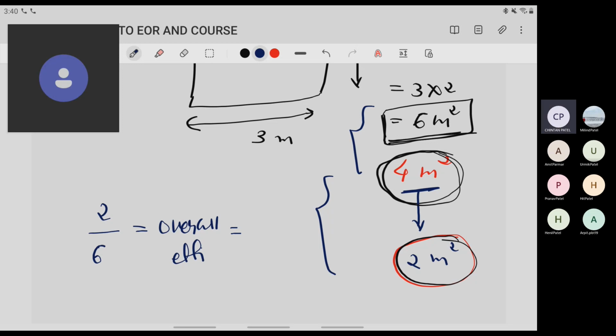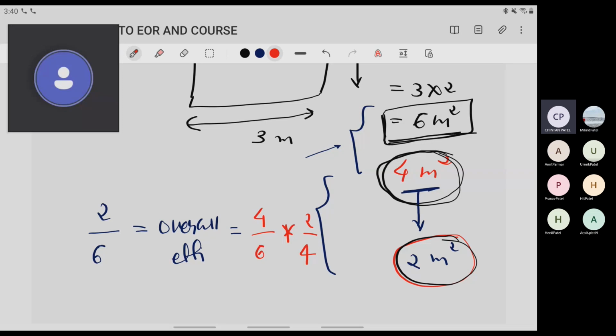Can I divide this into two parts? One is the efficiency based on whatever area is contacted, and the other is the efficiency based on that particular method or particular mode. So what is the efficiency based on that first aspect? It is 4/6. And based on the second one, 2/4, correct?